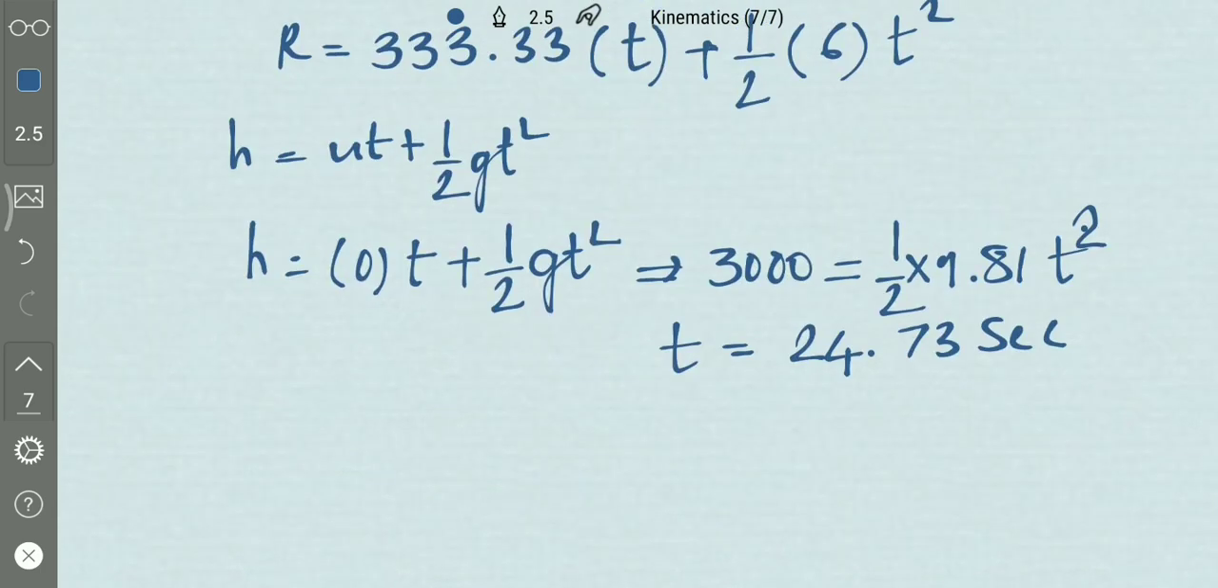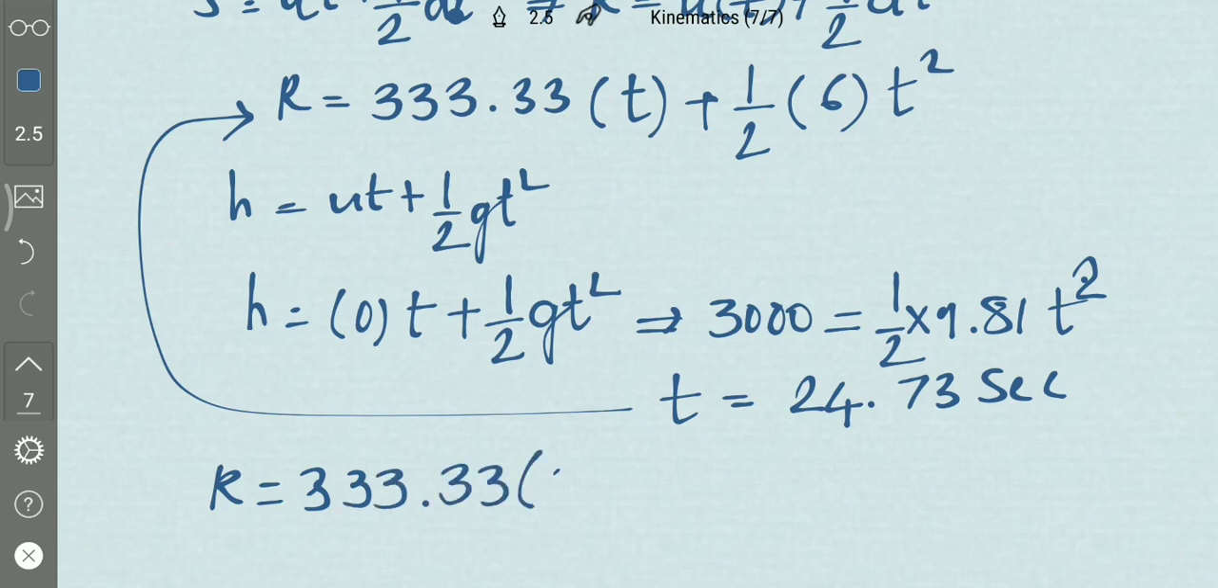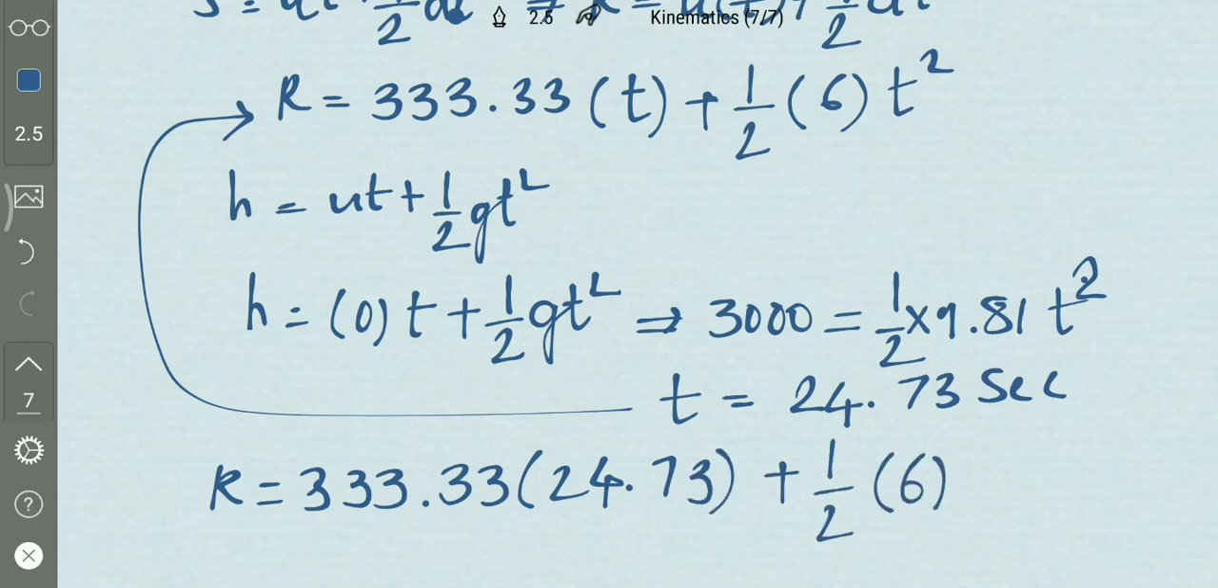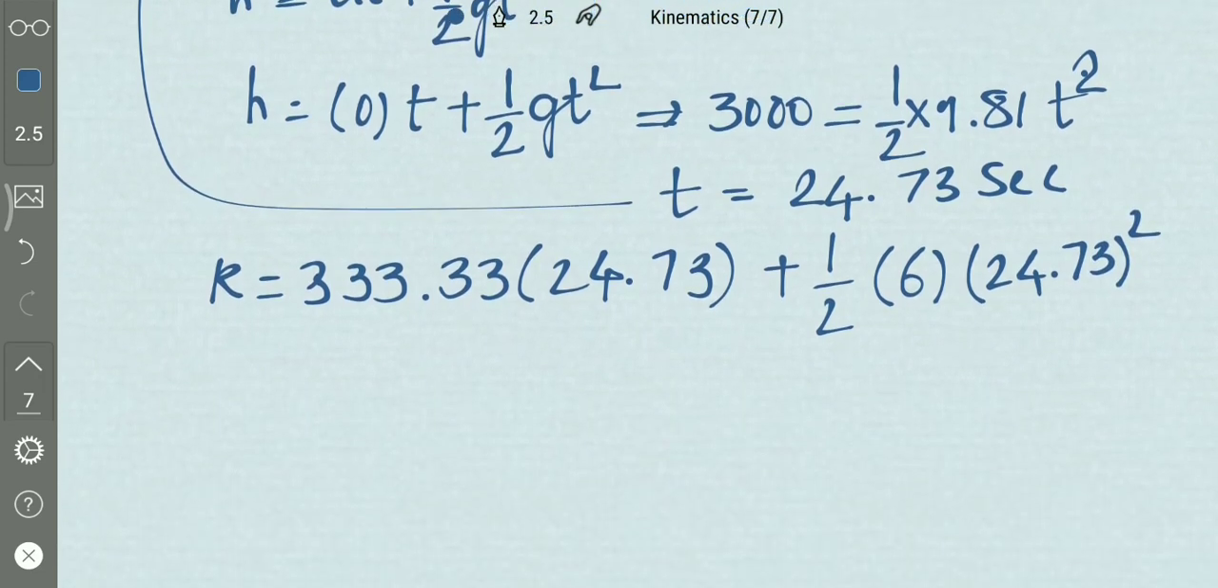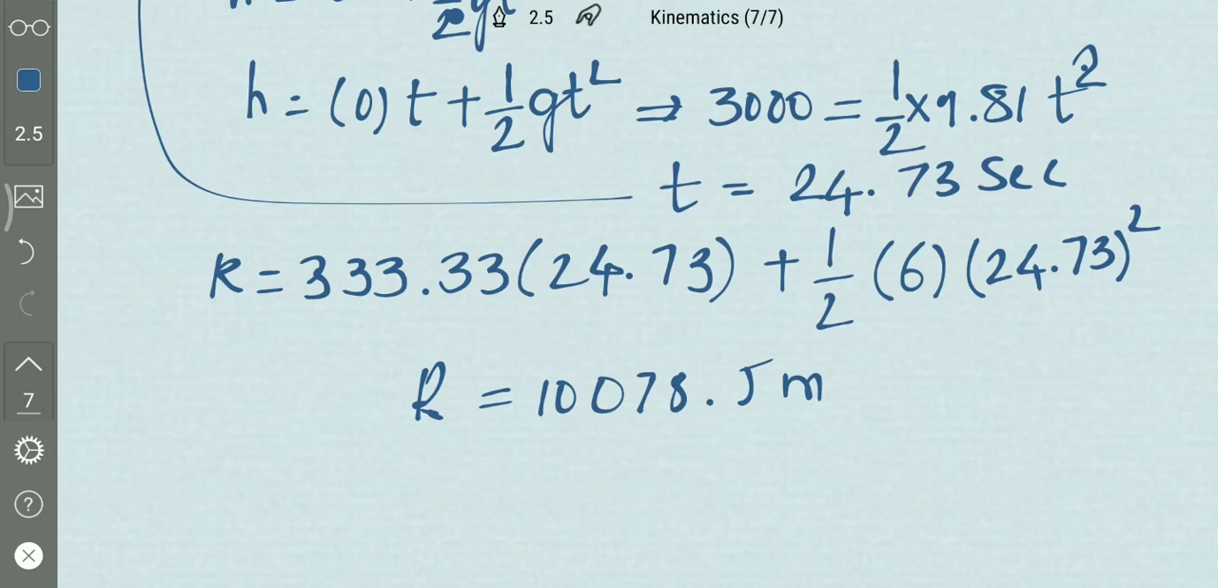And if we substitute this 24.73 in this equation, R is equal to 333.33 into 24.73 plus half into 6 into 24.73 squared. So we get R equal to 10,078.5 meters.